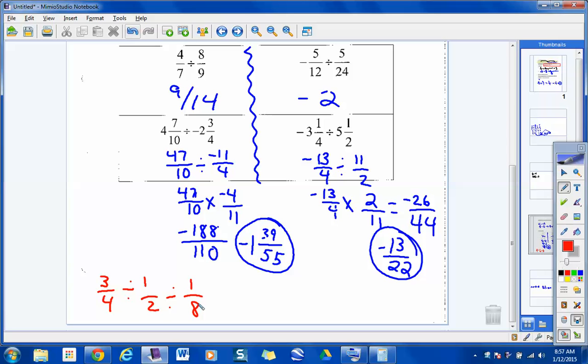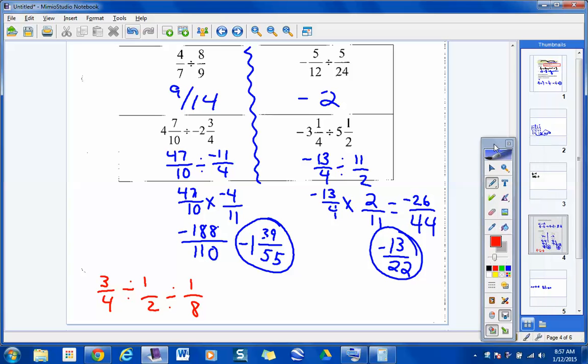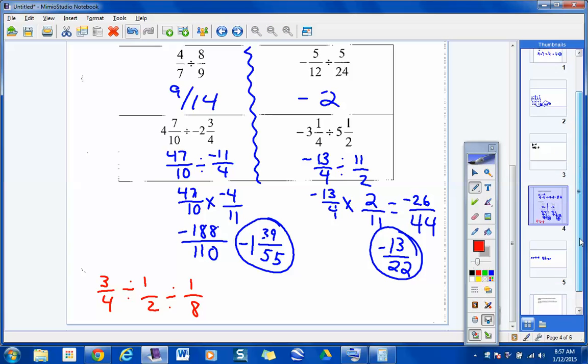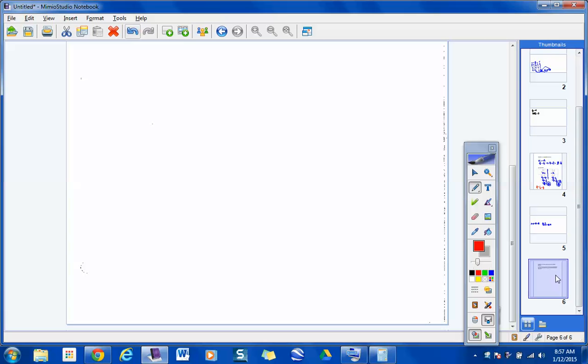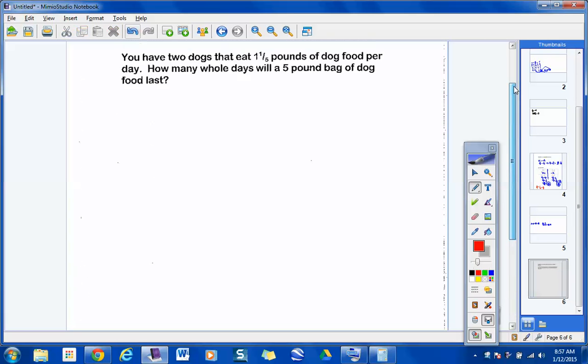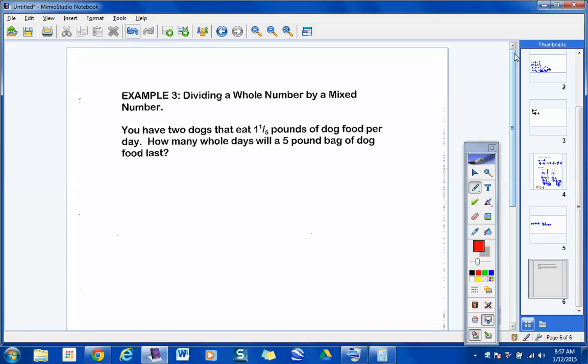Okay, good. Let's look at one practical problem here quickly then. Apply this stuff. Last example. I'll put the book page down again. Example 3 talks about dividing a whole number by a mixed number. Says you have 2 dogs that eat 1 1/5 pounds of dog food per day. How many days will a 5-pound bag of dog food last? Okay? Let's talk about this.